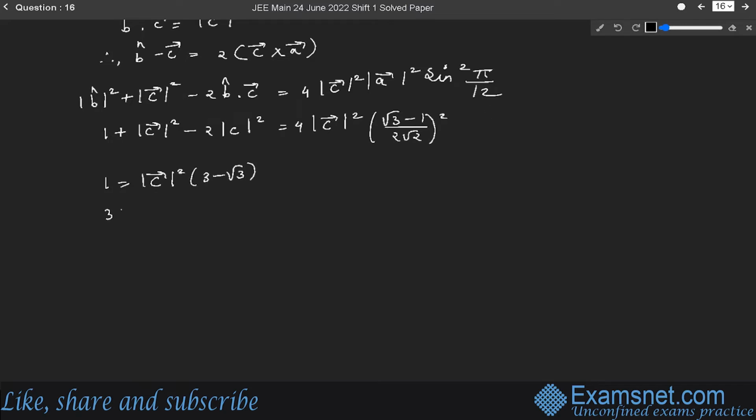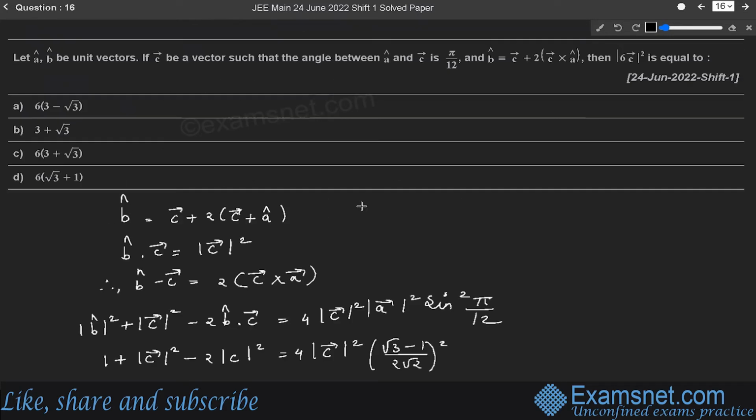So 36 into mod of c vector whole square will be equal to 36 upon (3 minus root 3). So this will be equal to 6 into (3 plus root 3). Hence we can say that the correct option for this question is 6 into (3 plus root 3), which is option number C here.